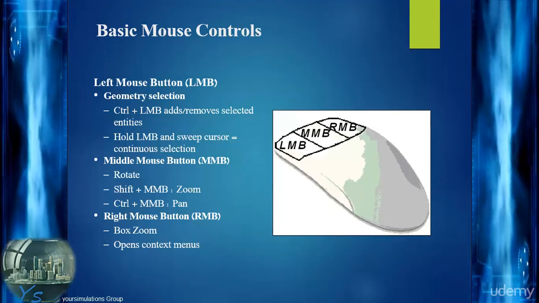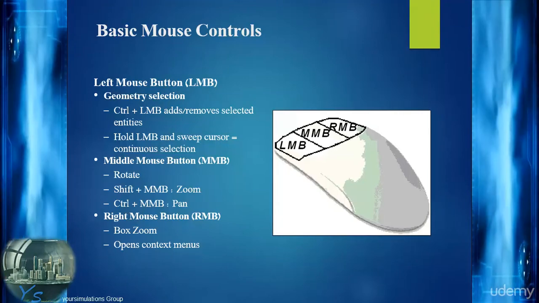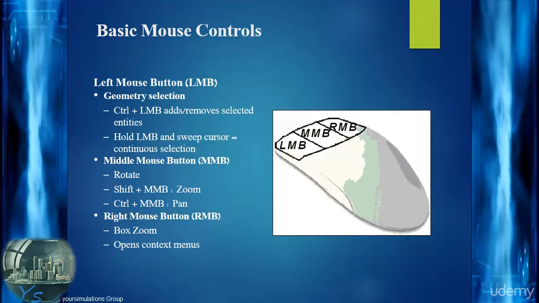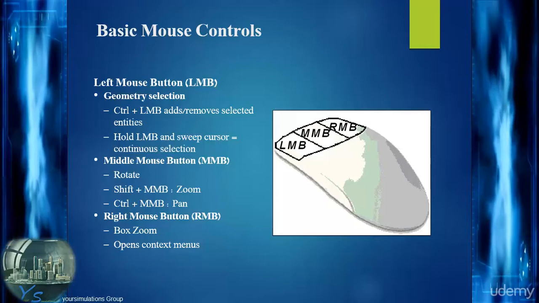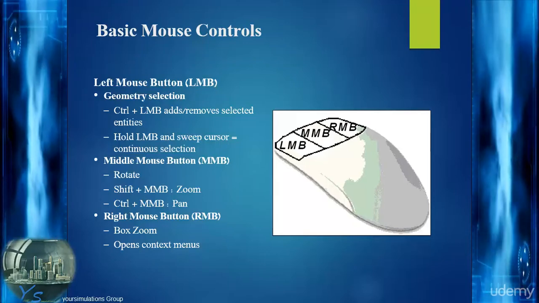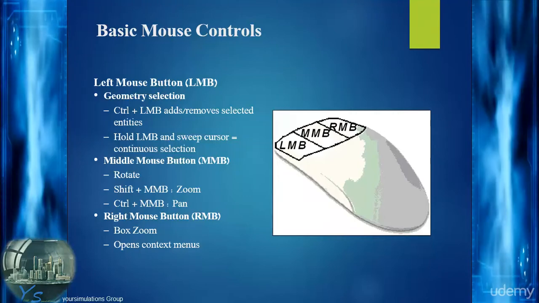And you can also open context menus as well. If you select a particular entity, for example, and then right mouse button, it will give you some operations or options associated with that particular entity. And that also applies to the tree menu as well. You can have some options opened up by just right mouse button on the particular operation or plane, for example.